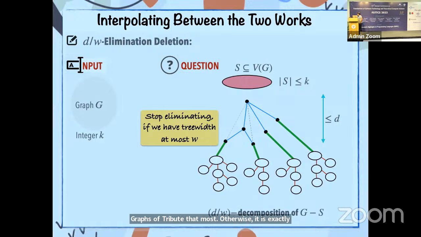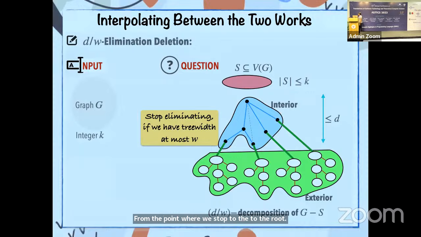If you look at vertices in this connected component, its neighbors can lie on the root-to-leaf path where we stopped. So we truncate the tree after a certain point, but that connected component can only have neighbors from the point where we stop to the root. We will often refer to the game part as the interior part and the place where we do not play the game as the exterior part of this kind of decomposition.